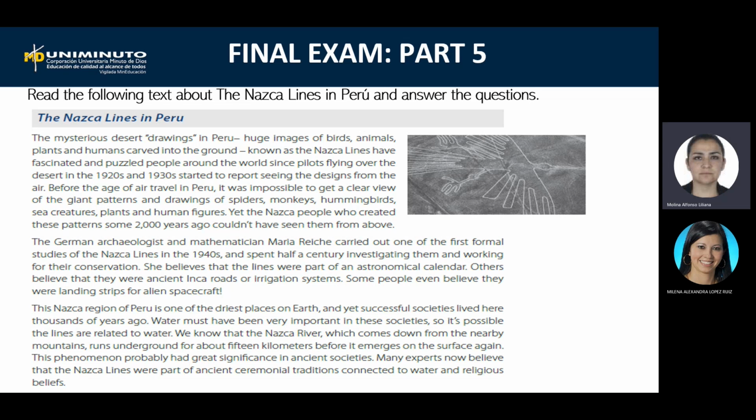This Nazca region of Peru is one of the driest places on Earth, and yet successful societies lived here thousands of years ago. Water must have been very important in these societies, so it's possible the lines are related to water. We know that the Nazca River, which comes down from the mountains, runs underground for about 15 kilometers before it emerges on the surface again. This phenomenon probably had great significance in ancient societies. Many experts now believe that the Nazca lines were part of ancient ceremonial traditions connected to water and religious beliefs.